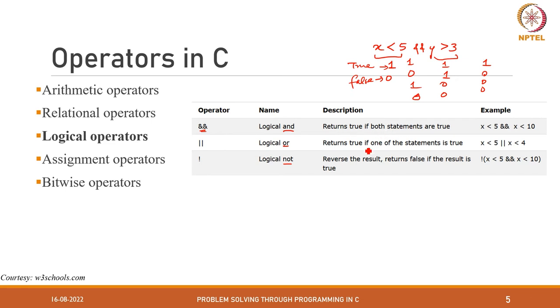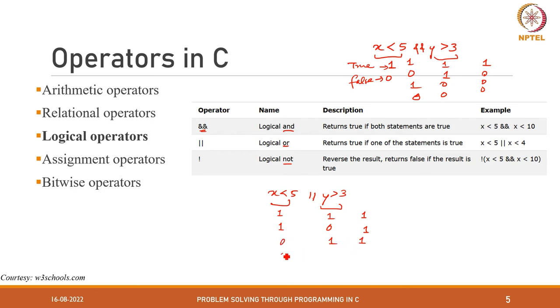Then we have the OR operator, which for the same condition, if I just write it down, say this is true and this is true, so it will return a true. If either is true, it will return a true.